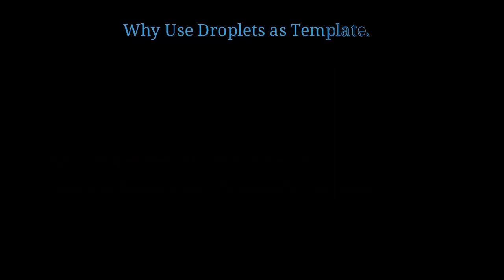Now you might ask, why use droplets as templates? What advantage do they give us over traditional synthesis methods? The answer lies in compartmentalization. Each droplet acts as an isolated microreactor. Reactions happening in one droplet don't interfere with neighboring droplets.